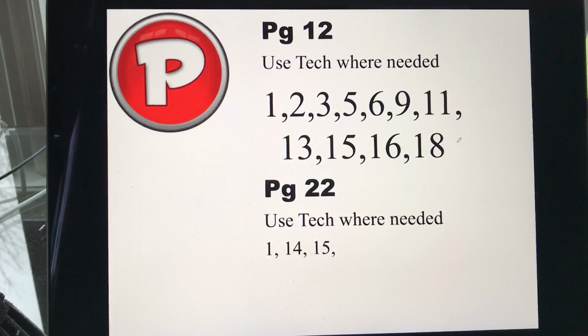Okay, try these questions. I say use tech where needed. You can use Desmos or a graphing calculator to help you with some of the graphs. Same one here. That's it.